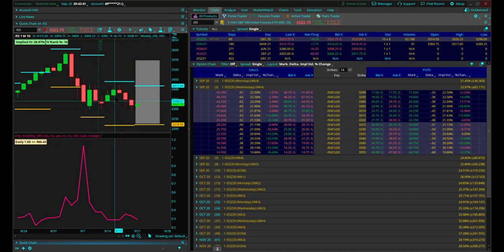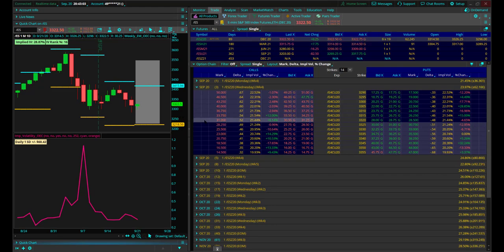Why does that matter? Well, this indicator is getting its expected move from the options chain. This indicator is getting its expected move from the candles. They're in agreement. That's not always true. So it's nice to see that they are in agreement.